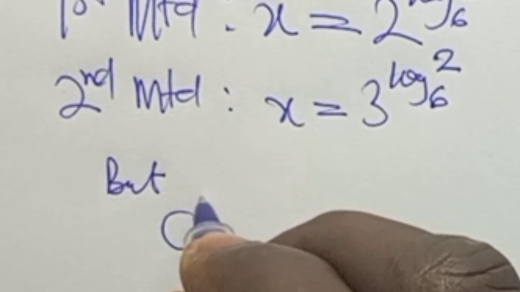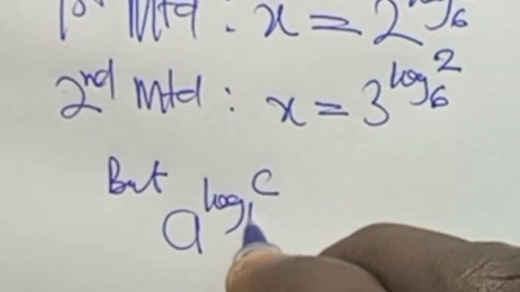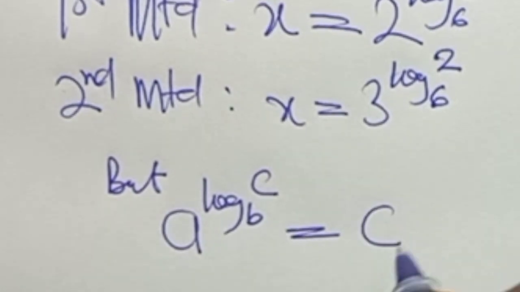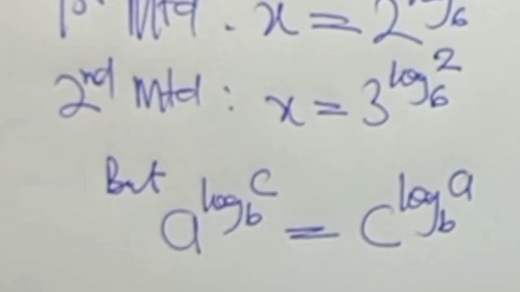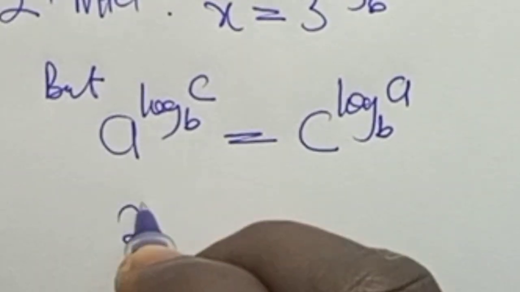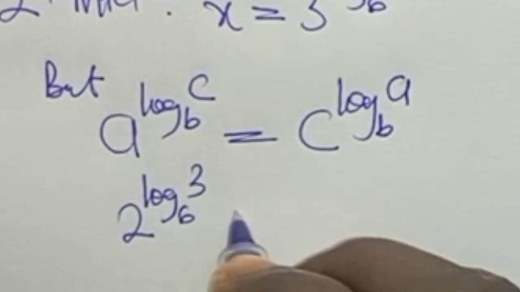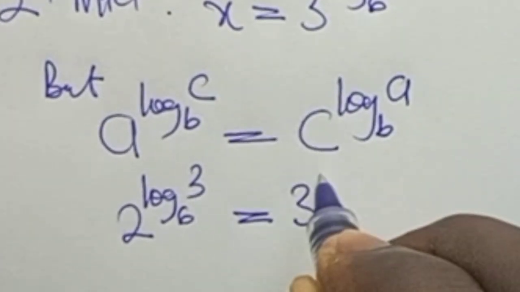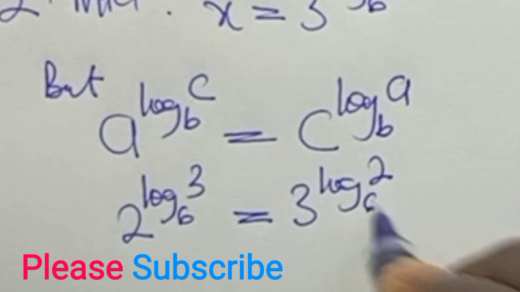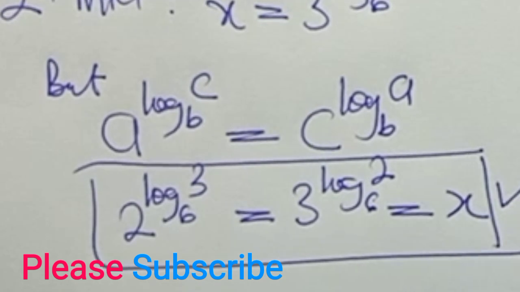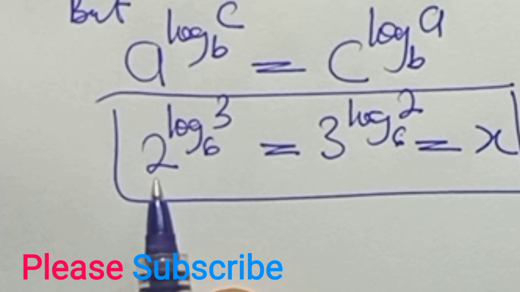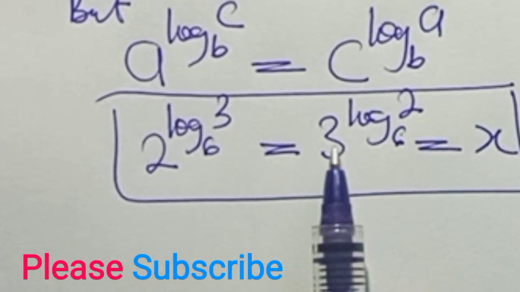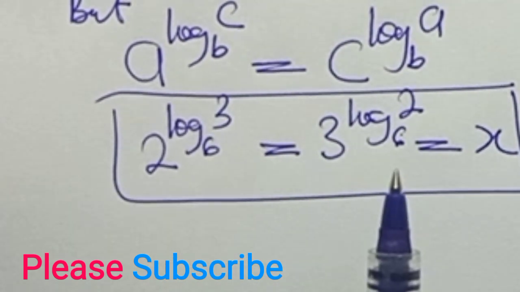But a to power log c to base b is equals to c to power log a to base b, which means 2 power log 3 to base 6 is equal to 3 power log 2 to base 6, which is equals to x. And this is our answer. X is therefore equals to 2 power log 3 to base 6, also equals to 3 to power log 2 to base 6. Thank you.